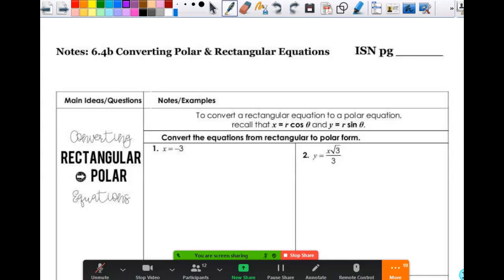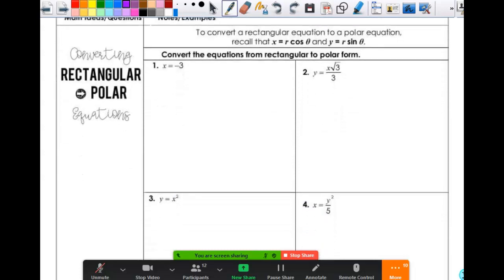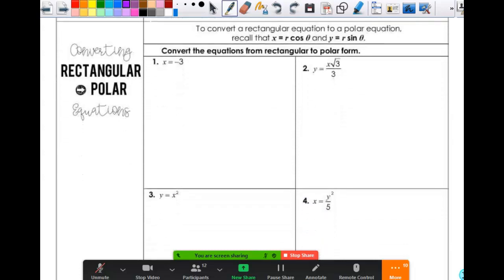So on Friday, we converted coordinates from rectangular to polar and vice versa. So today we're going to take that a little farther and convert our equations from one to the other. To convert a rectangular equation to a polar equation, recall that x equals r cosine theta, y equals r sine theta. So we already know that. We're going to use that to help us to convert.